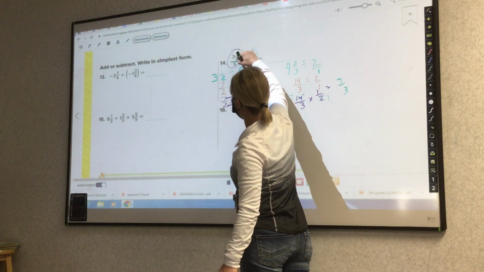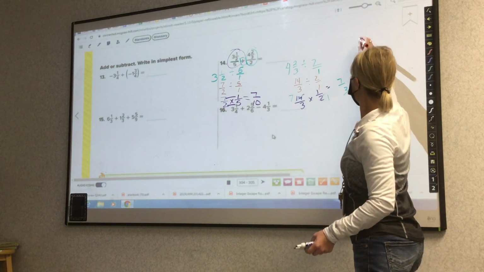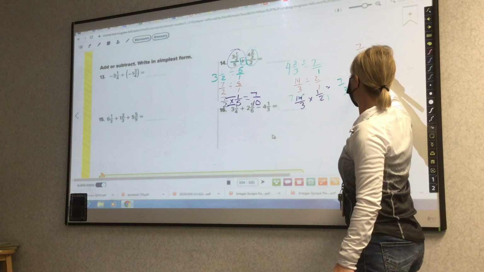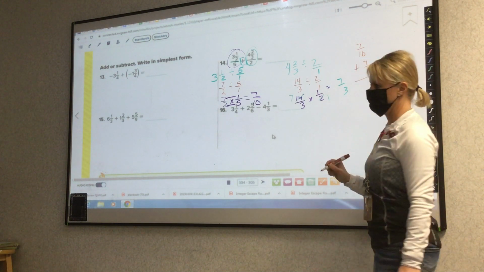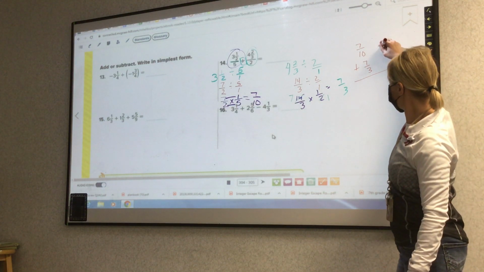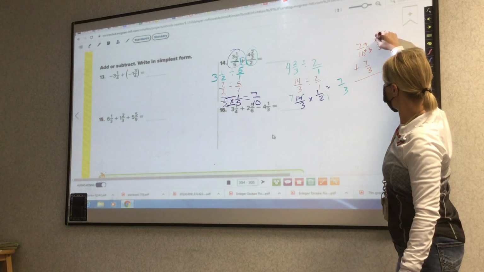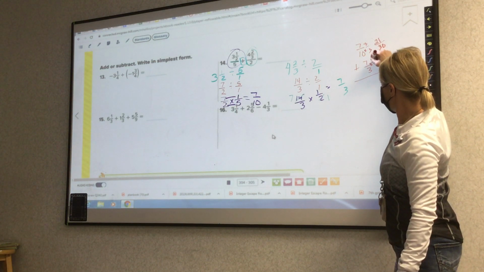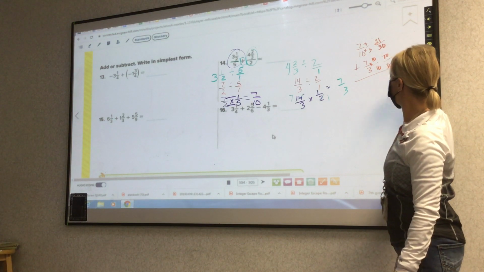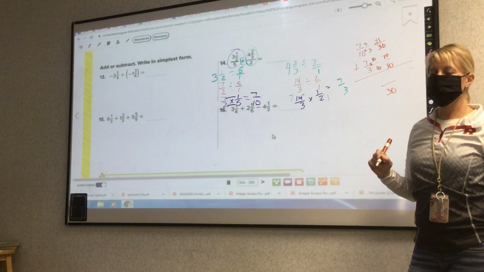So then it tells me to add those two together. So I'm adding 7/10 plus 7/3. What's my common denominator? 30. So I'm multiplying by 3 over 3, so I get 21/30. Multiply by 10 over 10, I get 70/30. 30 is going to be my denominator.